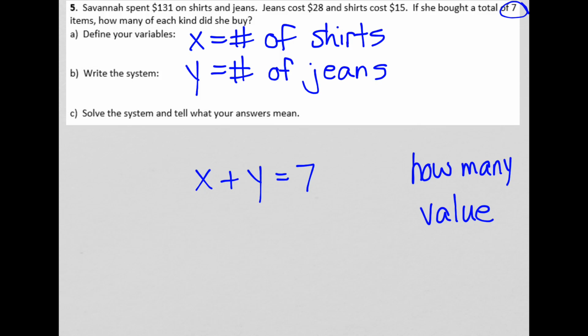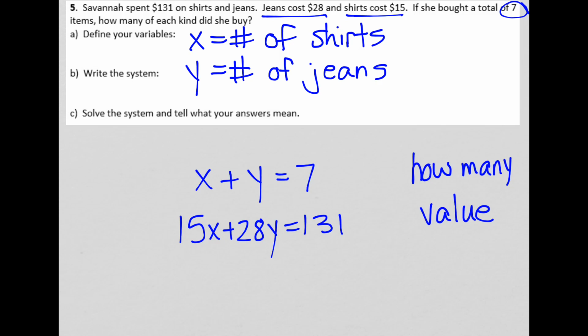Now let's put a value on it. We know that she spent $131. And we also know that each pair of jeans was $28 and each shirt was $15. How much did she spend only on shirts? Well, I don't know how many she bought, so how am I supposed to know that? Well, let's write an expression. It would be $15 times however many shirts she bought, which was X. And the jeans are going to be $28 times however many jeans she buys, which is Y.